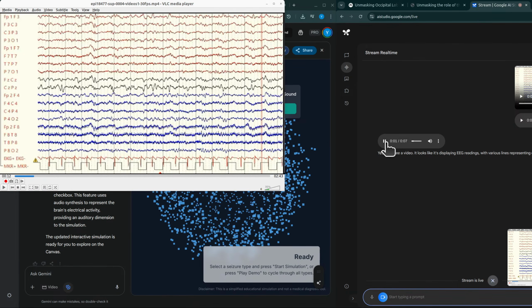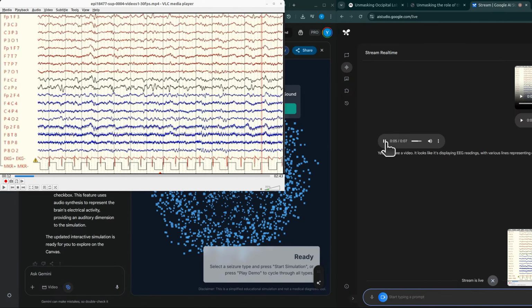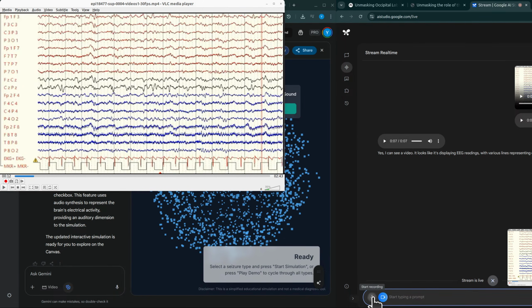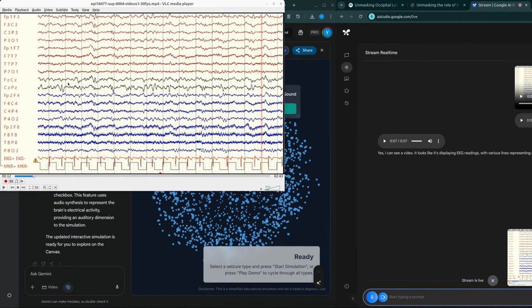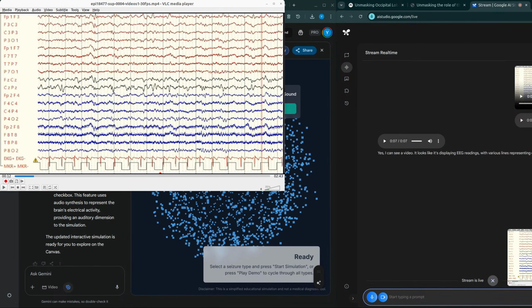Yes, I can see a video. It looks like it's displaying EEG readings with various lines representing different brainwave activity. Okay, nice. Can you give us a bit more details as to what the recordings are?